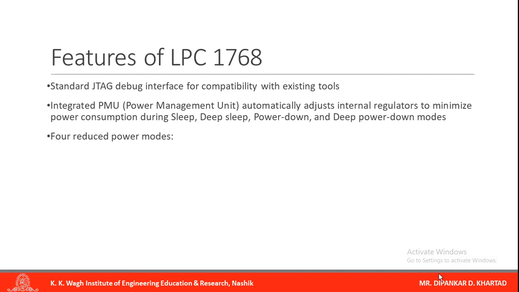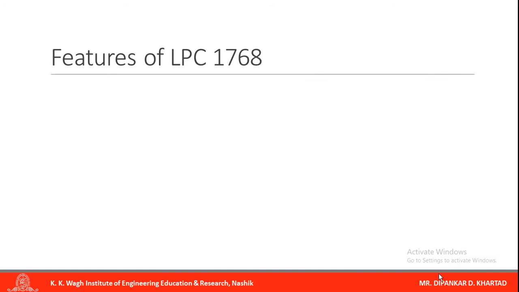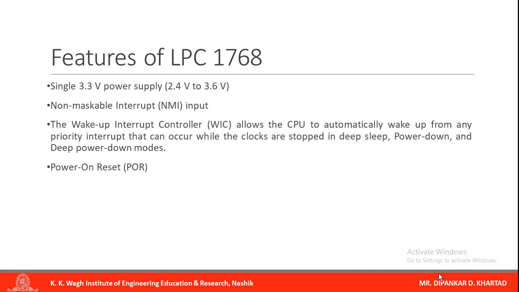So it has 4 reduced power modes. First one is sleep, second deep sleep, power down, and deep power down. This will really help to minimize the power. Single 3.3 volt power supply, varying from 2.4 to 3.6 volt. Non-maskable interrupt, that is NMI input.